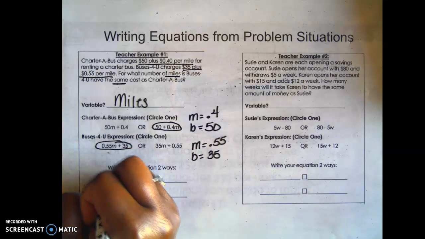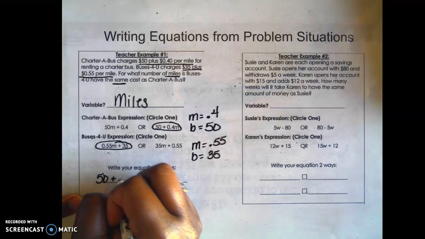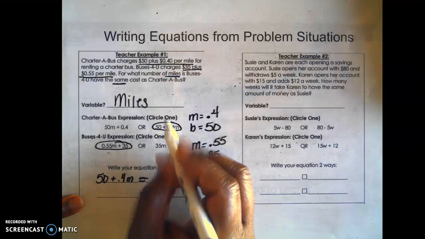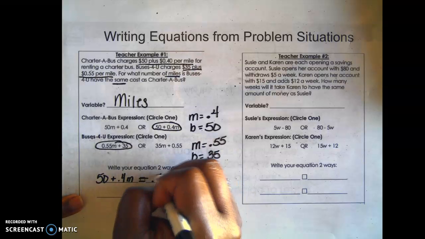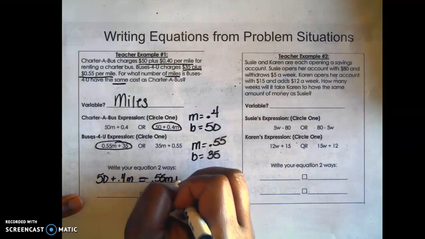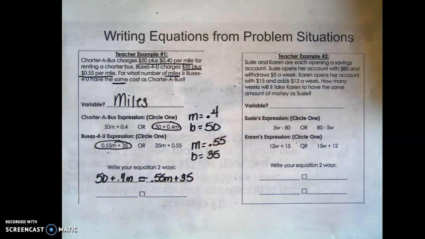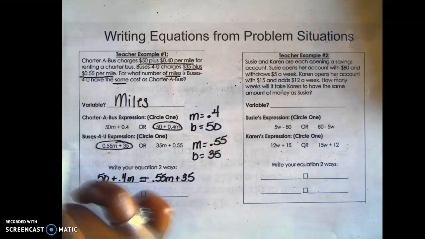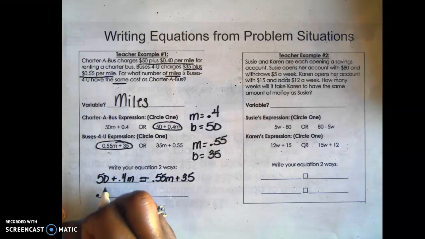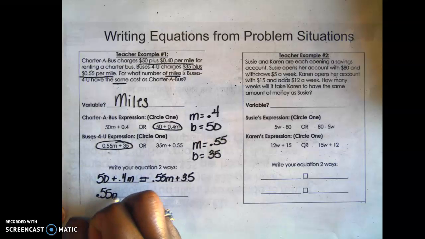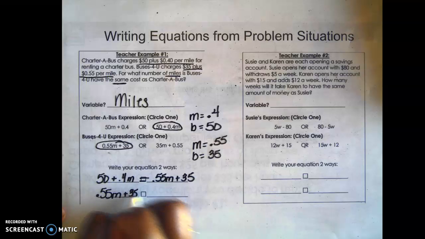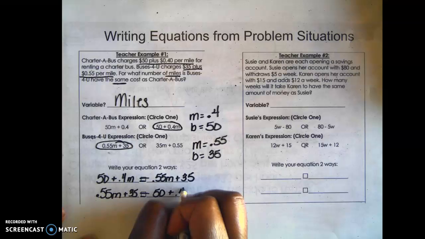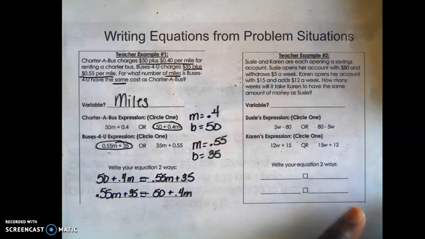So first I have 50 plus 0.4m is equal to 0.55m plus 35. There are multiple ways to write an equation, so I can even flip it. So I have 0.55m plus 35 is equal to 50 plus 0.4m, and it is the same thing.